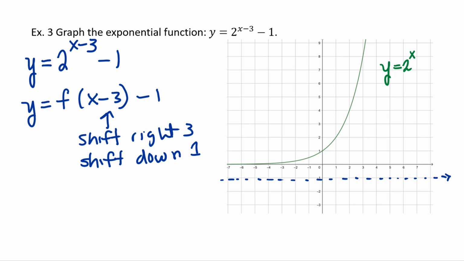Now let's move some key points. We have 0, 1. Let's shift that down 1. We have another point. Let's shift that down 1. And let's do one more. Shift that point. That's 2, 4. And let's go all the way to 3, 8. So we did the shift down.